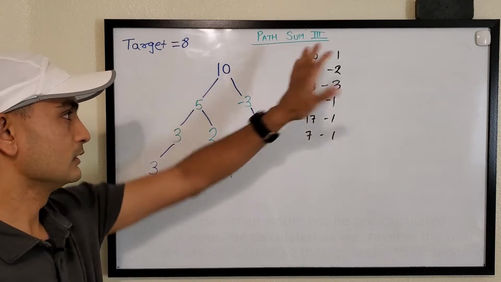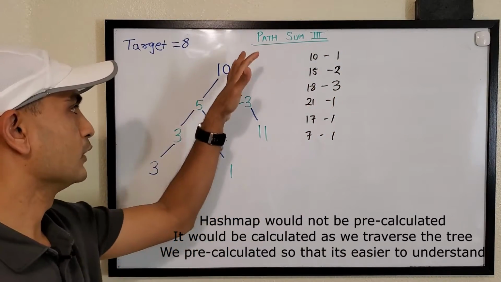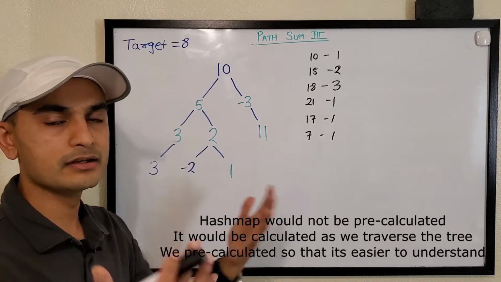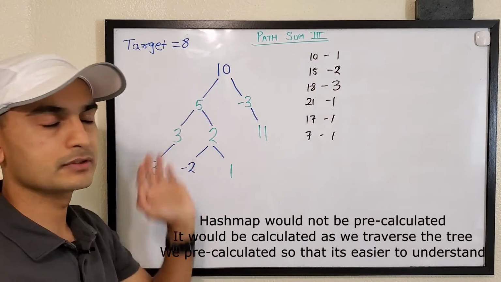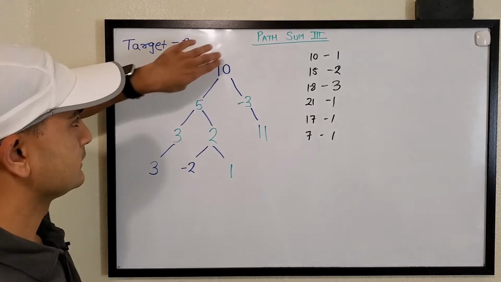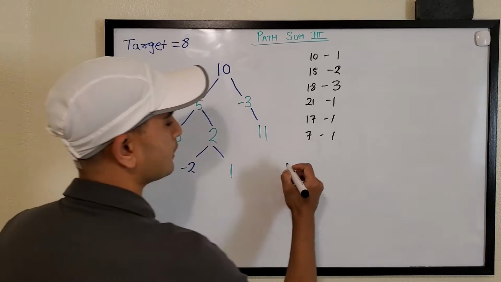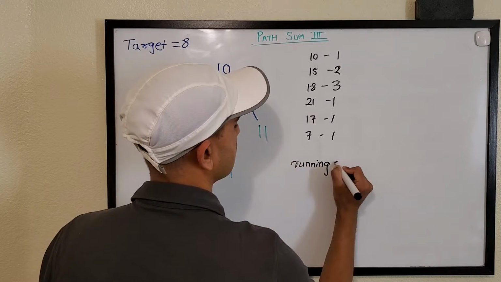So now let's say we have this dictionary and now we start traversing the tree again. In reality we'll be doing it together, but just for simplicity we have this and now we are traversing the tree. So let's say we started traversing the tree from here and we keep a variable called running sum.